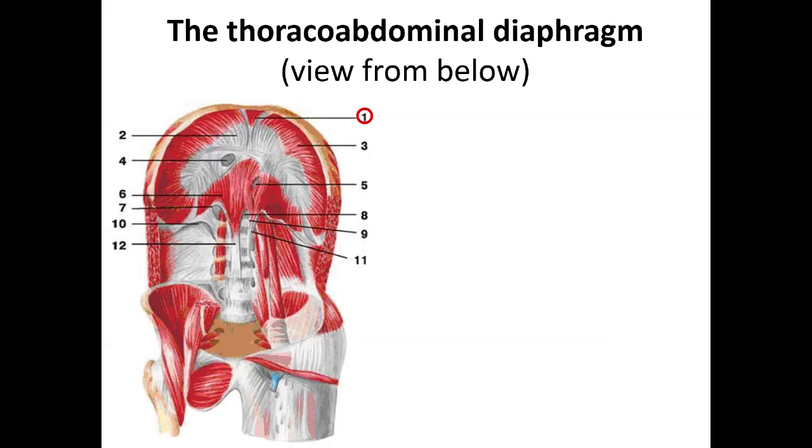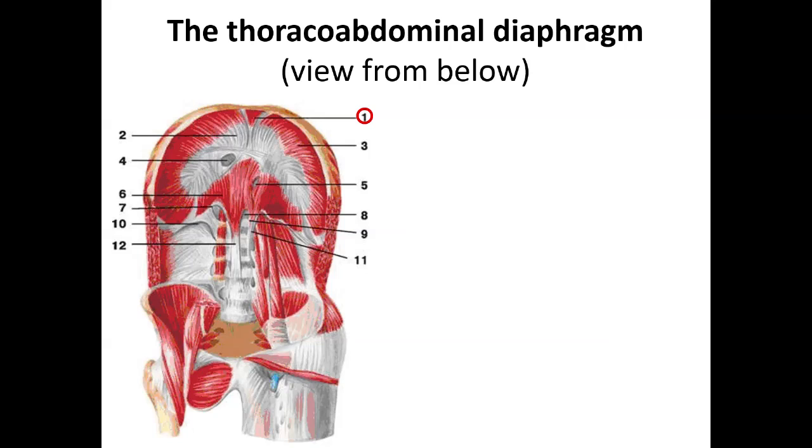For example, diaphragma oris, which is the floor of the oral cavity. Diaphragma urogenitale, which is the floor of the abdominal cavity. And now we are speaking about the thoracoabdominal diaphragm. That means a septum between the abdominal cavity and the thoracic cavity.